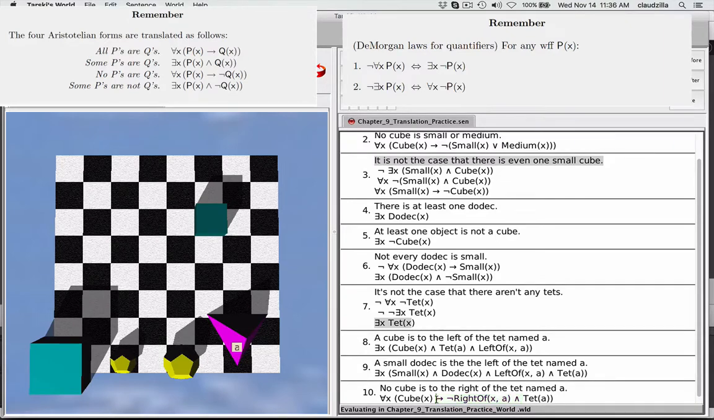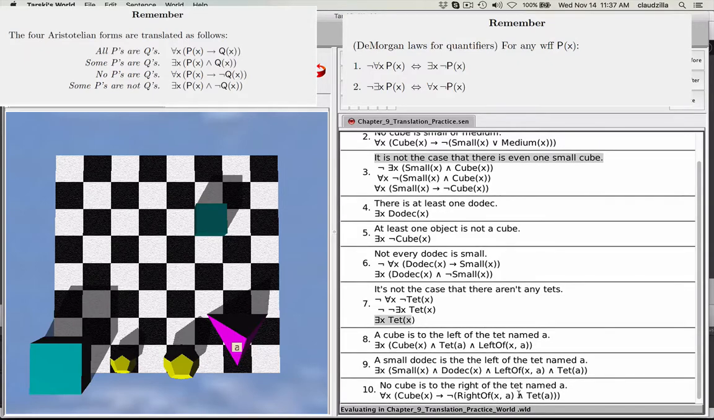Don't forget, though, we've got to make sure that we specify the main connective here, right? We've got a conditional, a negation, a conjunction. Well, remember, we're negating what is on the right side of the conditional, so we need parentheses around the entirety of this sentence. Now, let's read back to make sure that the translation is correct. For everything x, if x is a cube, then it's not the case that it is to the right of A and A is a tet.